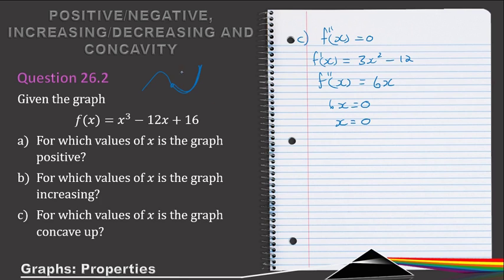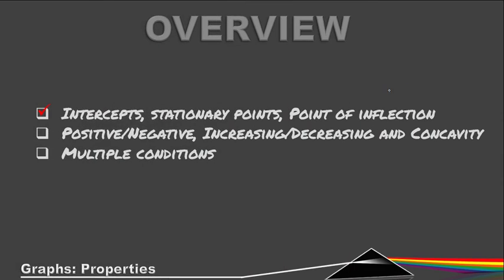So for concave up, where this is 0, it starts going up, like everything that is bigger than 0. So where x is greater than 0, that is where my graph is concave up. Okay, so we are done with that section. Now let's look at a few examples on multiple conditions.